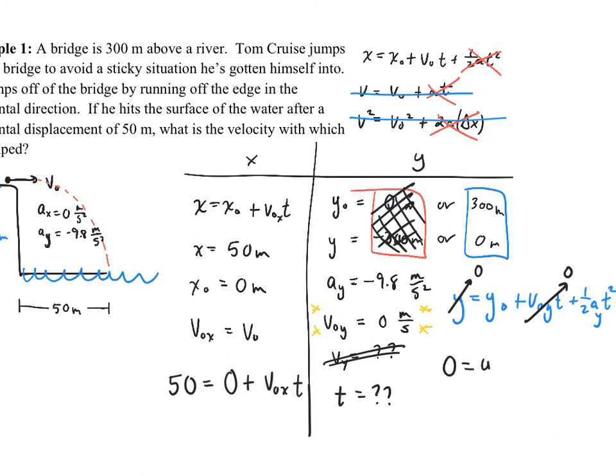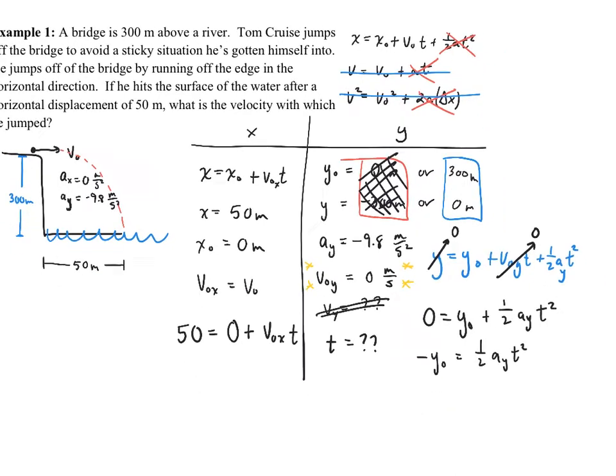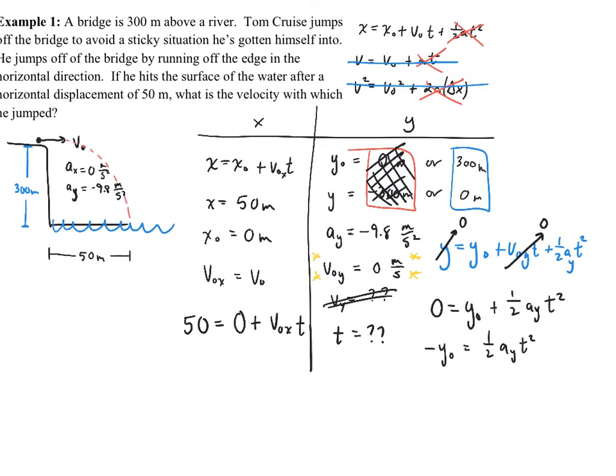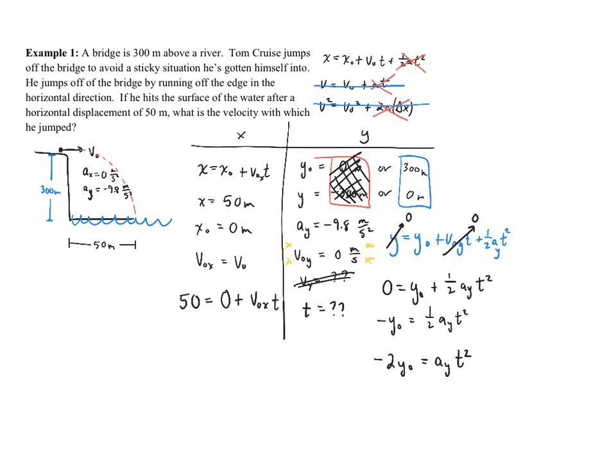This equation becomes 0 equals y0 plus 1/2 a_y t squared. That's what it becomes. And then if I solve this for time, I'm going to subtract y0. I'm showing the steps today. I'm not going to show these steps ever again. I'm then going to double to get rid of the 1/2. I'm then going to divide by a. And then finally, to get rid of the square, I'm going to take the square root.